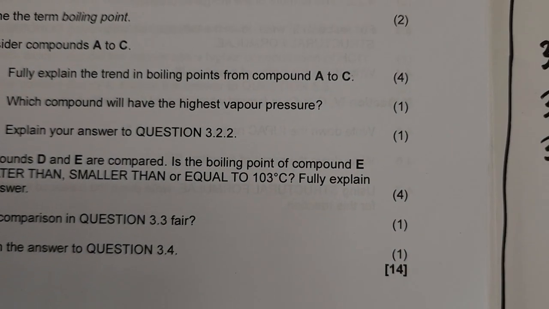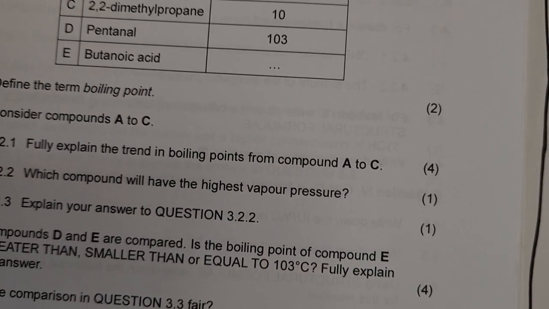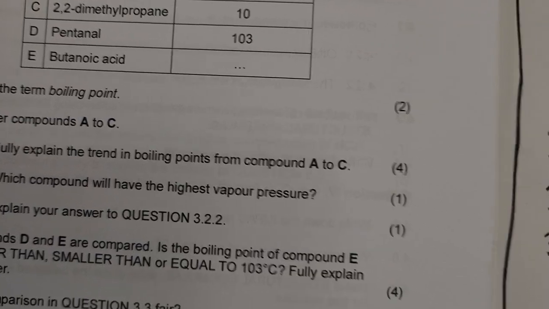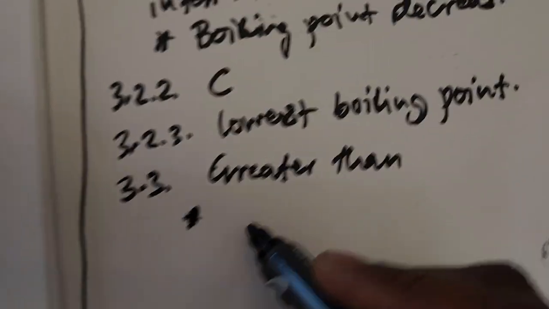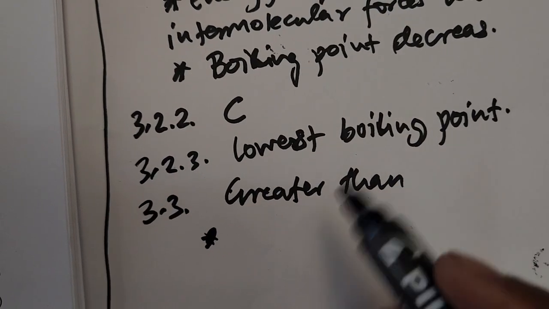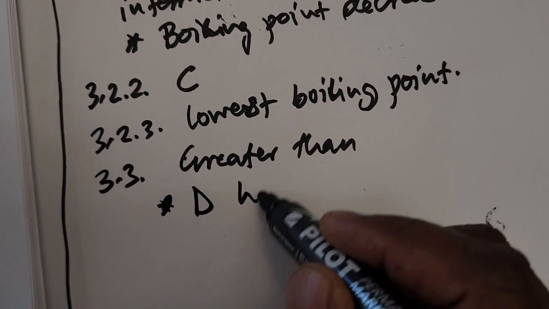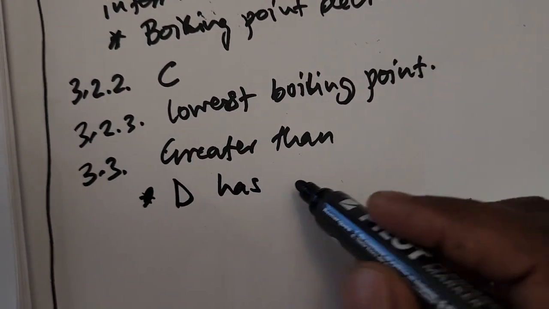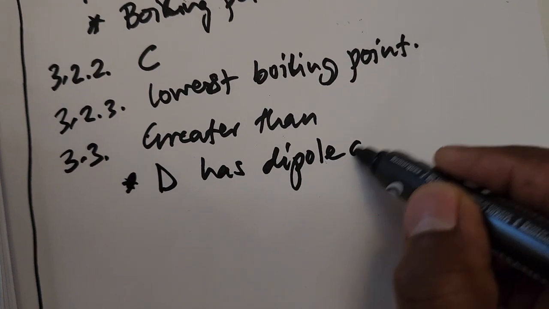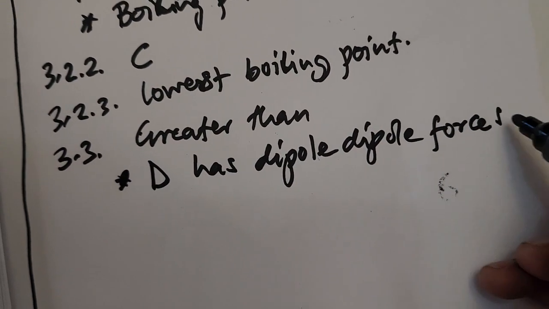Fully explain. We are comparing 2 compounds from different homologous series. Then first will be about the type of intermolecular forces in each. You can start with D or start with E. No logical order is preferred. D, because it's an aldehyde, has dipole forces within its molecules.